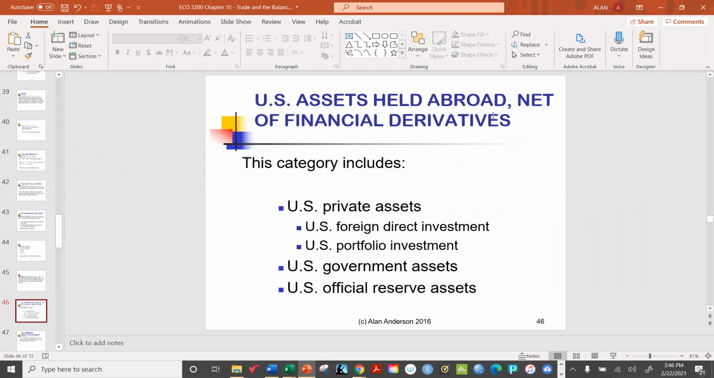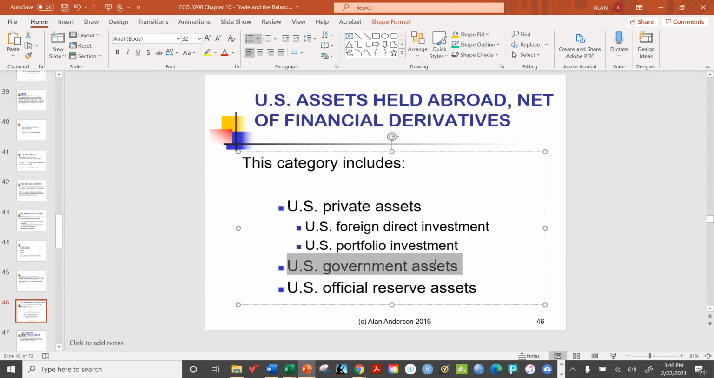U.S. assets held abroad, see how it's net of financial derivatives. Here we have U.S. private assets. Foreign direct investment means we own foreign properties, we own foreign businesses. Portfolio investment refers to the purchase of foreign stocks and bonds. Government assets, if the government owns, like for example, if the military has a base in Germany, which they do, that technically belongs to the U.S. government. All right, so that would get counted in that category. U.S. official reserve assets, this usually refers to gold held by the Federal Reserve System. And there's other things in there too.